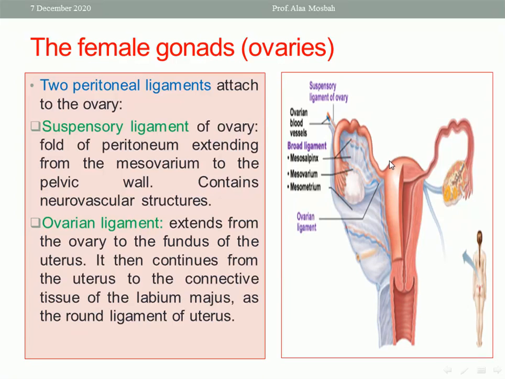And the continuation of this ovarian ligament is the round ligament, which extends from the anterior surface of the uterus to the inguinal canal, reaching deep into the labia majora. This is homologous to the gubernaculum in the male. During early fetal development, it was one ligament, the round ligament and the ovarian ligament together. But now it divides into two ligaments, the ovarian and round ligament.